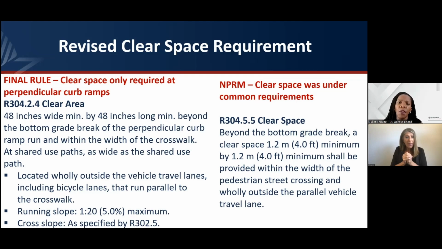The running slope is 5% maximum. The cross slope is dependent on where this perpendicular curb ramp is located, and so you would reference R302.5. If it's at mid-block, then you can follow the grade of the road. If it's at a stop controlled intersection, you're looking at 2% max cross slope. And if it's signalized, then you're looking at a 5% maximum cross slope. In the NPRM, we had this requirement under common requirements for curb ramps and blended transitions. So again, the clear area is only required at perpendicular curb ramps.